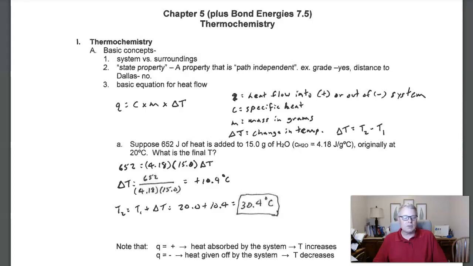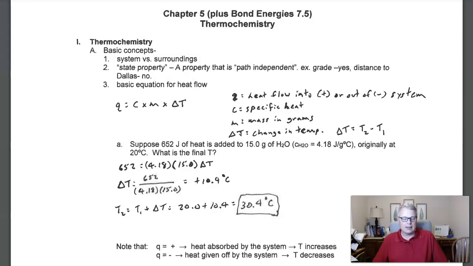So that's what Chapter 5 is all about. Why do some reactions give off heat? Is there any way I can predict how much heat would be given off? And so on and so forth. Before we get started, there are three basic concepts that you need to know to understand this chapter. The first concept is system versus surroundings.